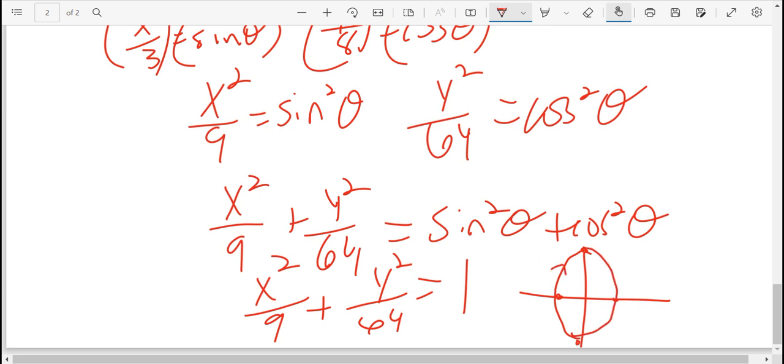So arrows are going in this direction all the way around. Why? Because as theta increases, that's where the direction's going.